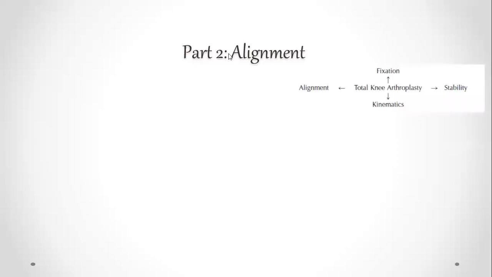Okay, what about the alignment of the total knee? The concept of the total knee, when we are talking about total knee replacement and we want to do it in a successful way, there are 4 principal things you have to think about. The first is alignment, and second, kinematics, fixation of the total knee and stability.